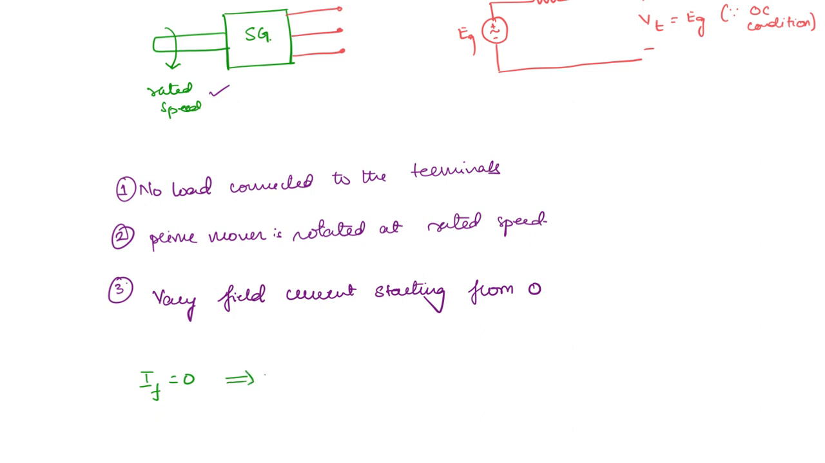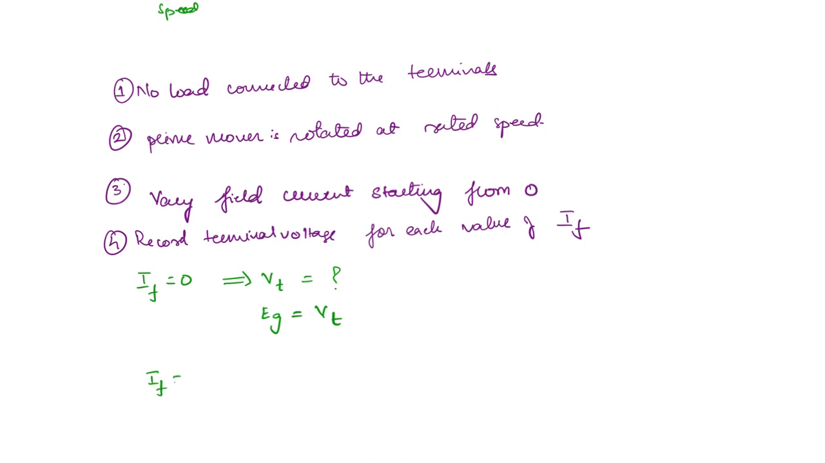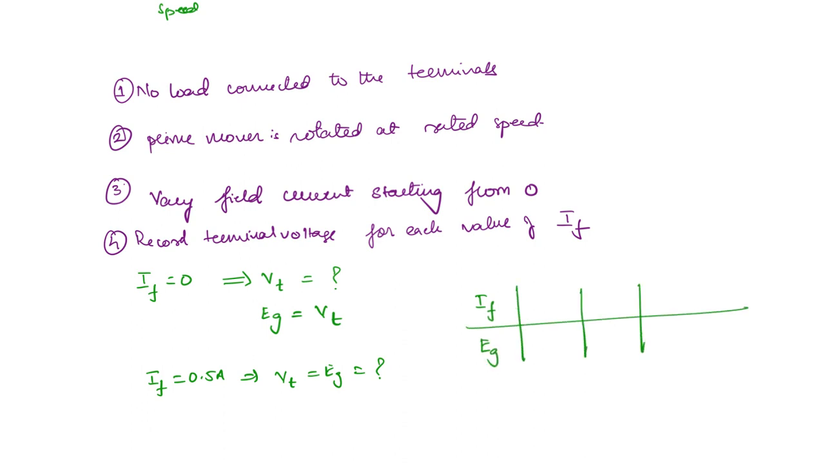Then what will be the terminal voltage, right? Now, record the terminal voltage for each value of the field current. So, for IF is equal to 0, what will be the terminal voltage? The same will be the EG as well. EG will be equal to VT. Similarly, for the next value of IF, say 0.5 ampere, what will be the terminal voltage? This will be equal to EG. So, like that we take the values of IF and EG. We will get various values. From these various values, we will plot the graph.